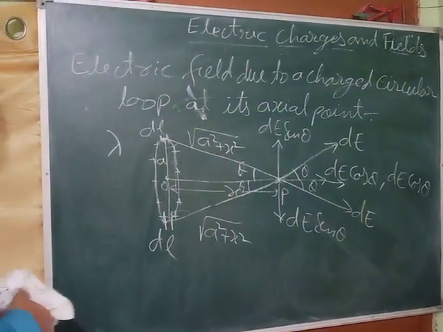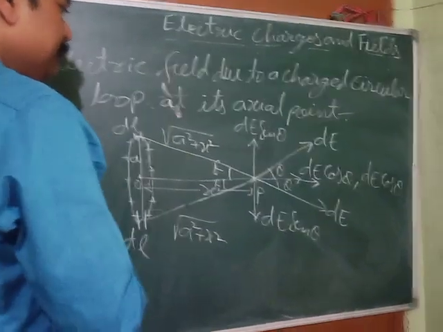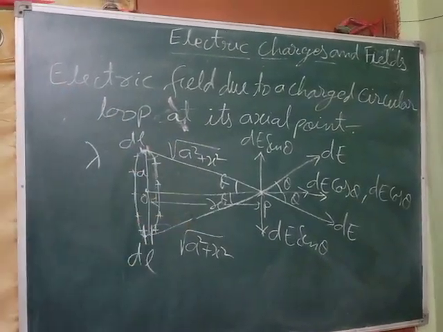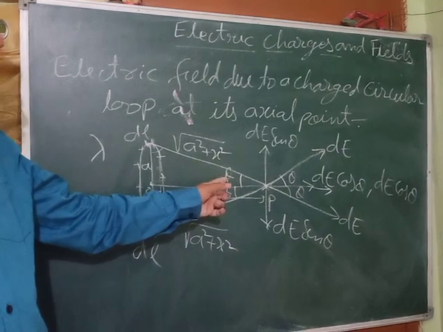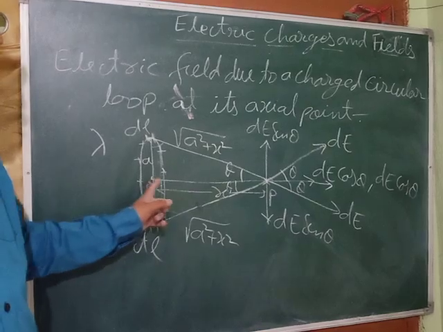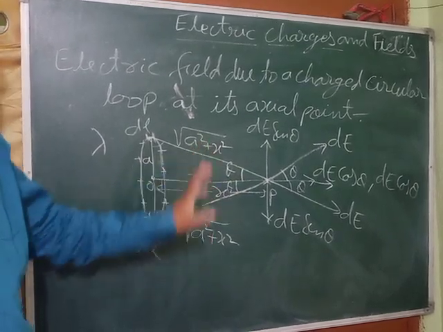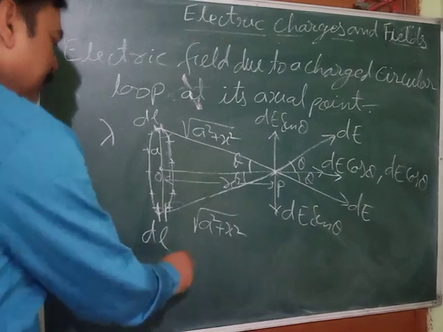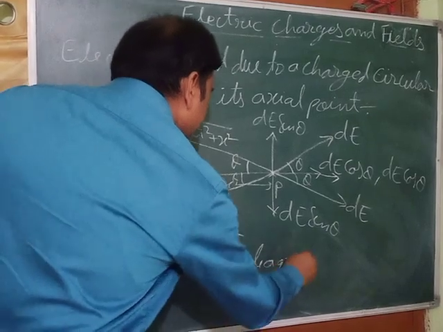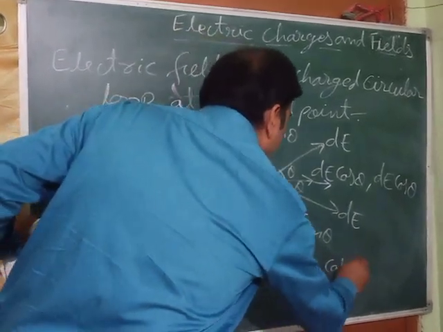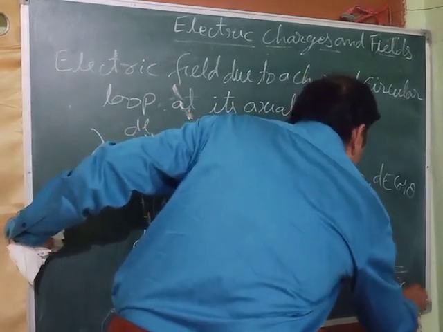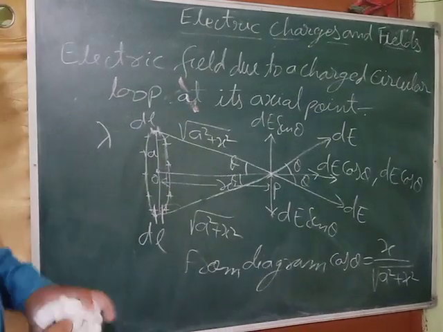So net electric field we have to find out. Before finding the net electric field, we need to find the value of cos theta. From here, if this is theta, cos theta will be what? Base by hypotenuse. Base is this one, that is x. Hypotenuse is square root of a square plus x square. So from the diagram, cos theta is equal to x by square root of a square plus x square. That's what we got, so we can put that over there.